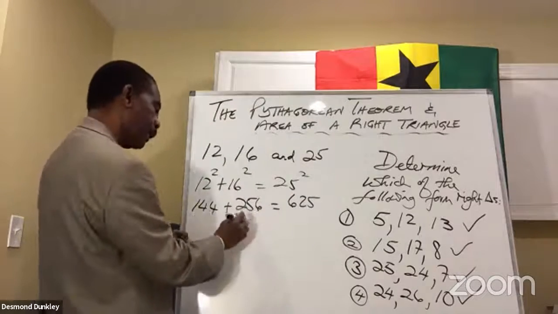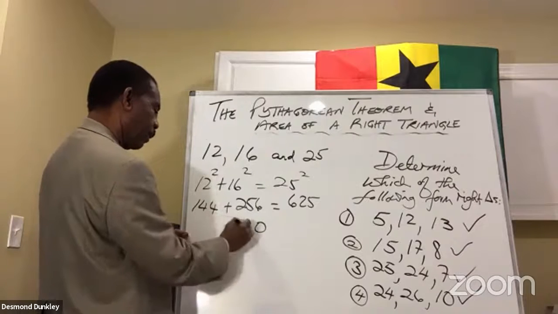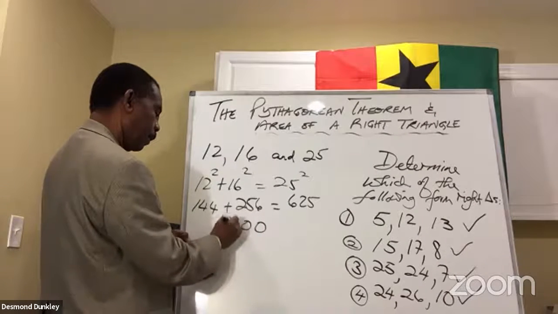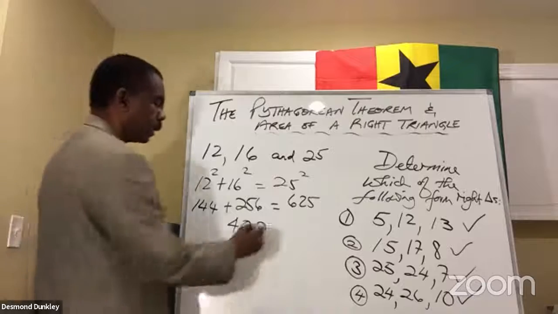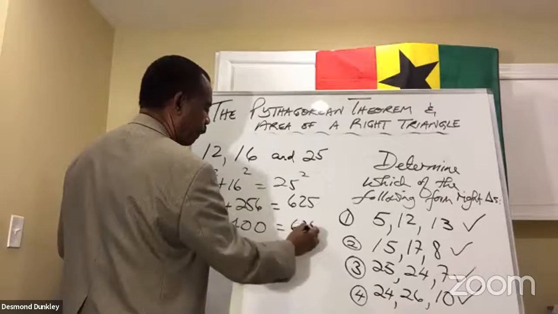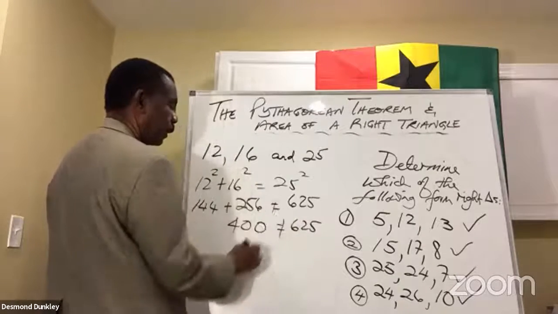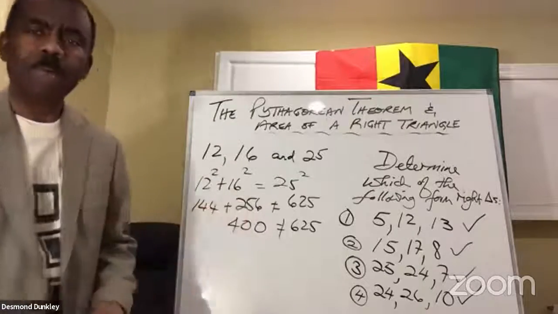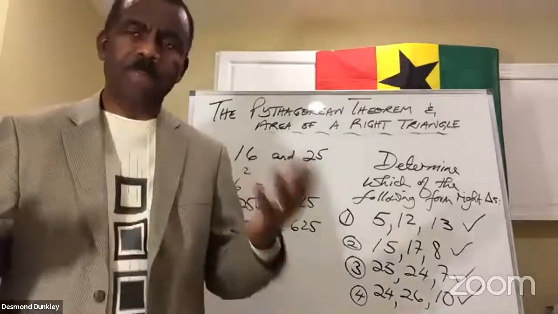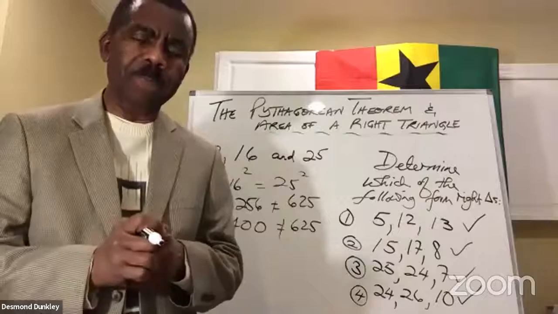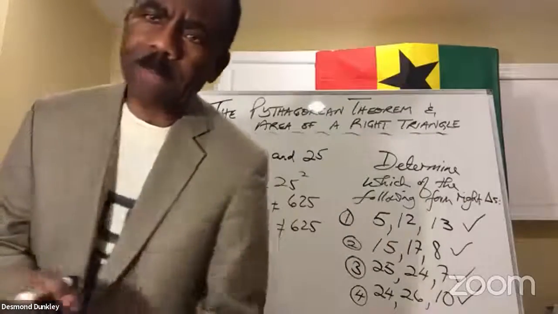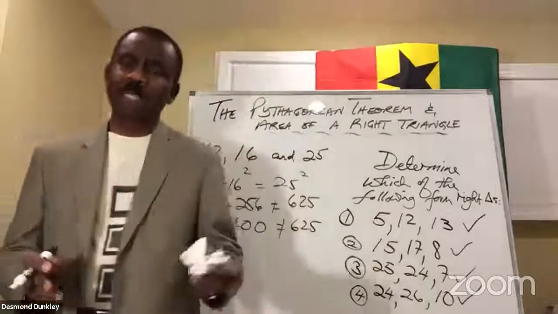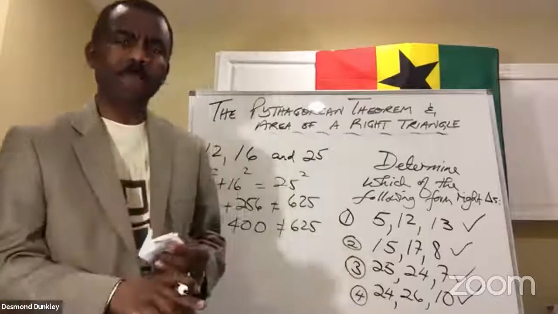144 plus 256, that's 400. Is 400 equal to 625? The answer is no, it's not. So therefore, it does not form a right triangle. Not complicated, very simple. Not very, very simple, but once you know it, it becomes easy. But you have to know the principle.